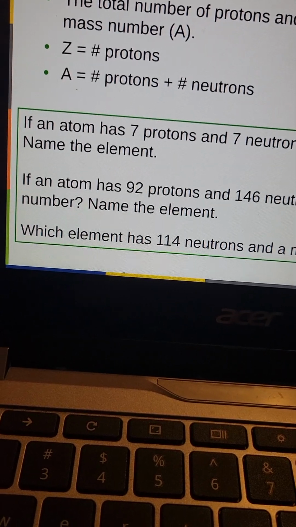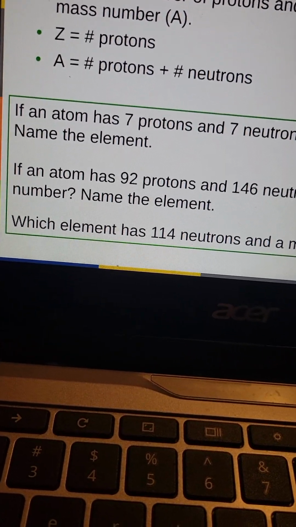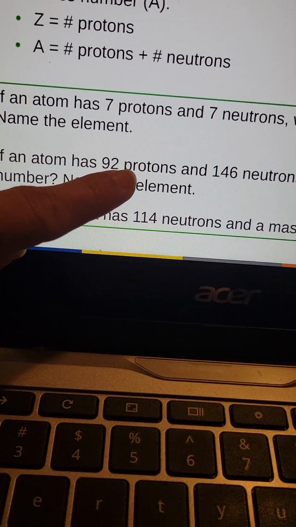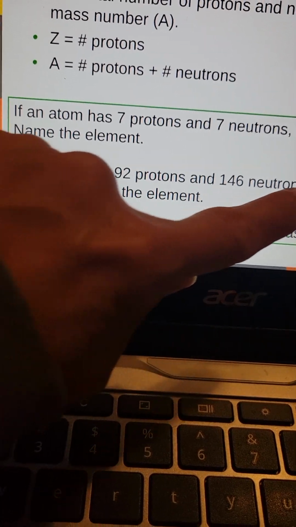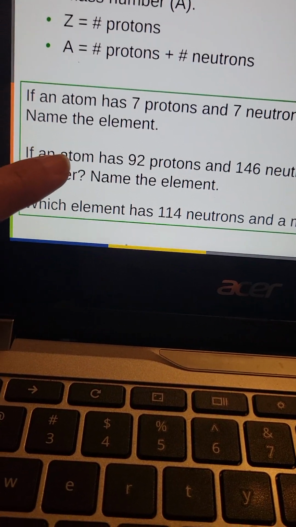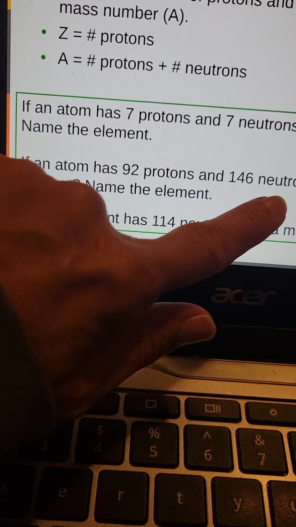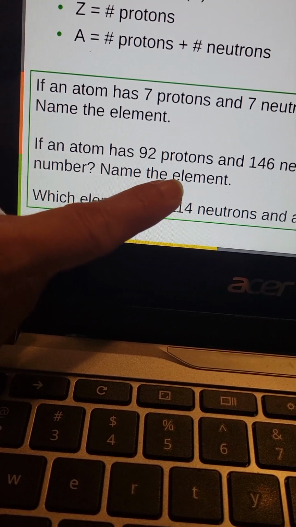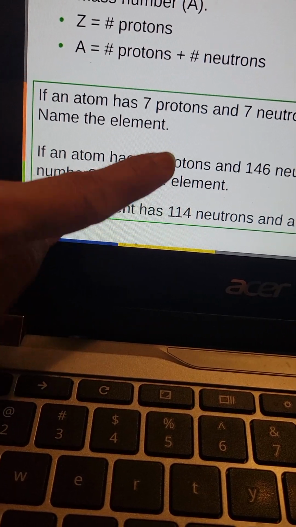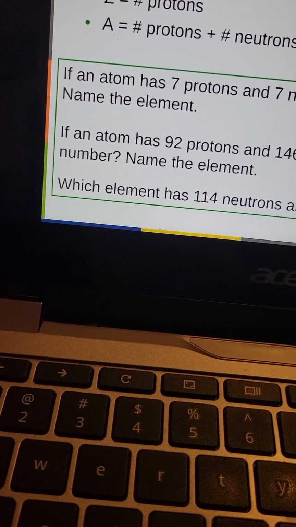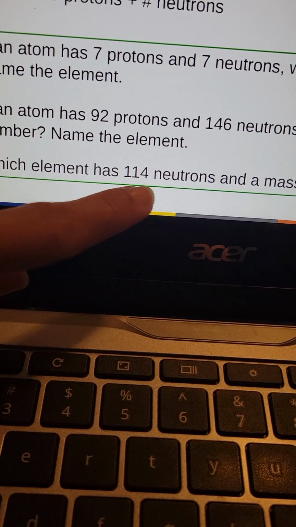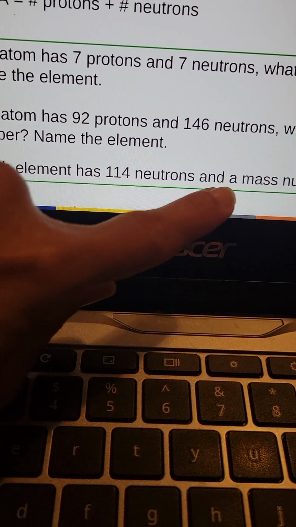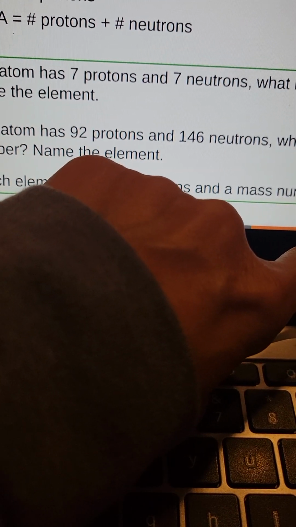The next one, if an atom has 92 protons and 146 neutrons, what is its mass number? Again, we would just add those two together, and that would tell us its mass number. And if we wanted to name the element, it just matches the number of protons. And then the last one, which element has 114 neutrons and a mass number of 190?